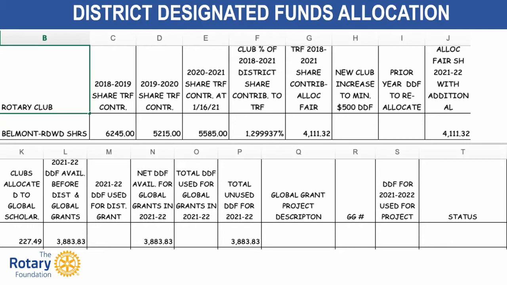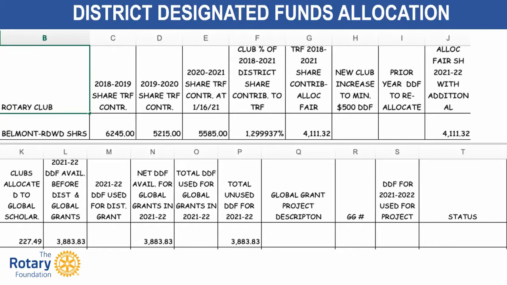In column I, this is a combination of two different potential sources of funding. First is for district grants that were not completed and the funding was returned to the Rotary Foundation. So that goes back through me to the foundation and so that it is credited the following Rotary year. The second is that if there is a global grant that doesn't come to fruition because it's just not done and it's canceled, then any DDF allocated by the club to that global grant is returned again the following Rotary year. So in this case, Belmont Redwood Shores had neither of those, so there's nothing in that box. And so we add up columns G, H, and I in column J, and it's $4,111.32.